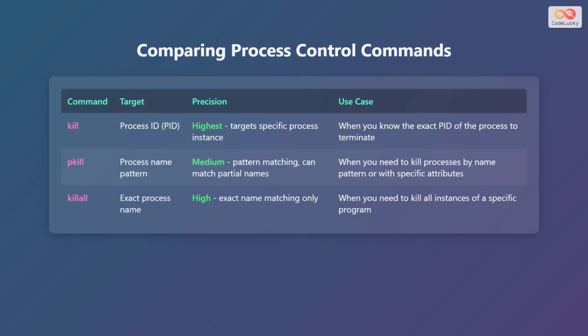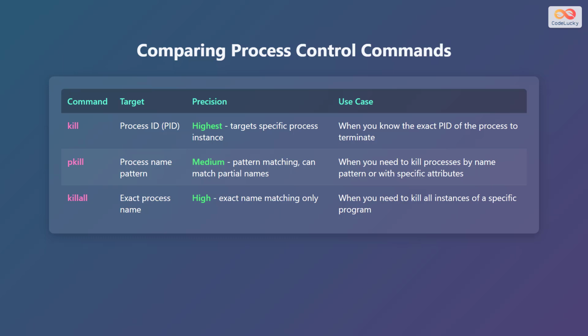To summarize, let's compare the 3 commands we've discussed: kill, pkill, and killall. The kill command targets processes by their process identification number, or PID. It offers the highest precision, targeting a specific process instance. Use it when you know the exact process identification number, or PID, of the process you want to terminate.